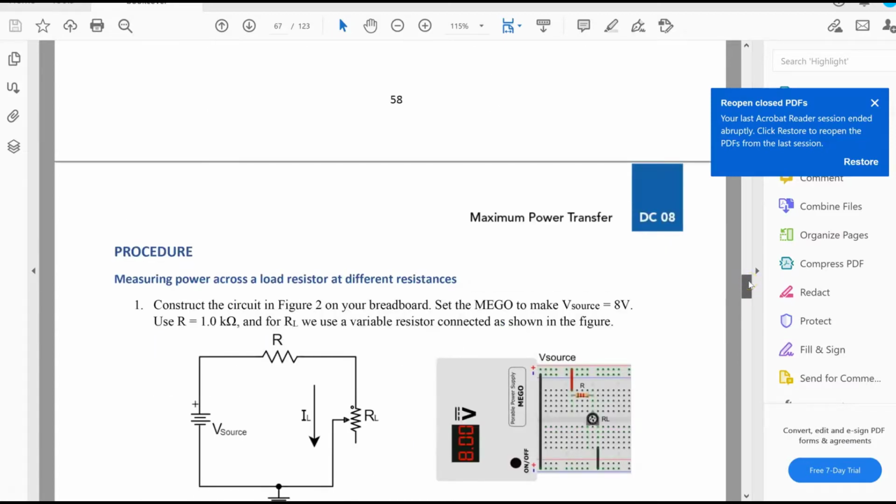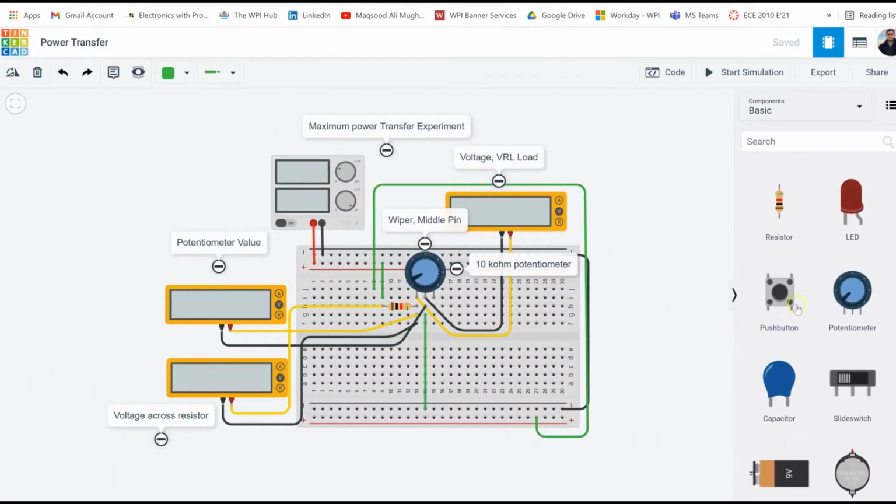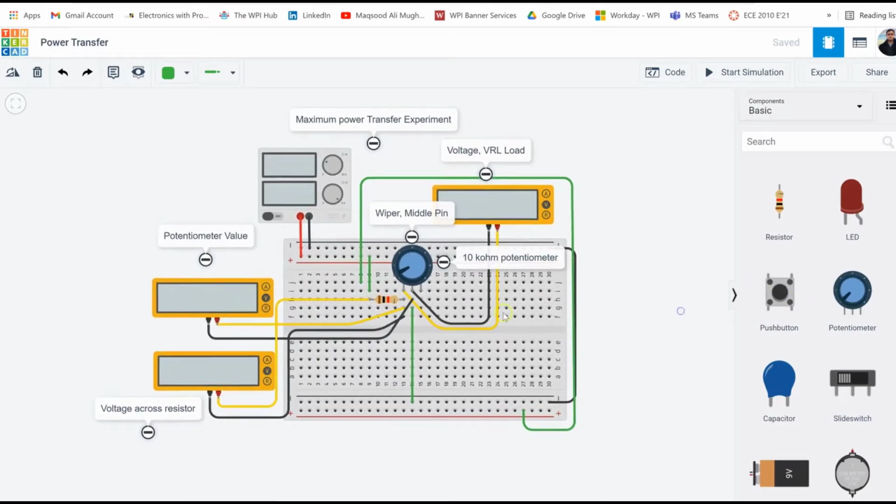But in order for us to get started, we're going to have to build this circuit. I went ahead and created this circuit already, just to save time. Notice this is my VS wire. It's the positive terminal of this rail right here, the red one. The positive terminal of the power supply is connected to the resistor through this green wire right here.